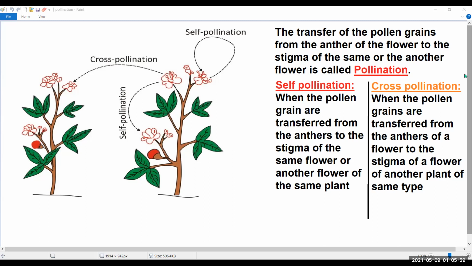Now, this transfer of pollen grains takes place in two ways: self-pollination and cross-pollination. Self-pollination means when the pollen grains are transferred from the anthers to the stigma of the same flower or another flower of the same plant. Whereas when the pollen grains are transferred from the anthers of a flower to the stigma of a flower of another plant of the same type, it is called cross-pollination.